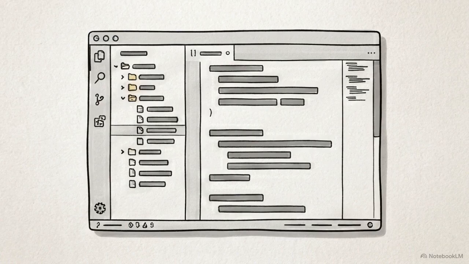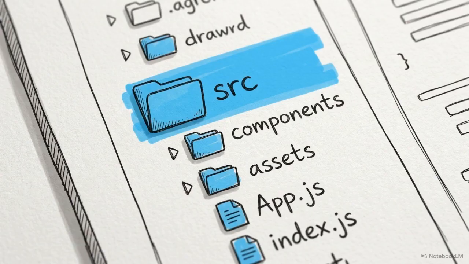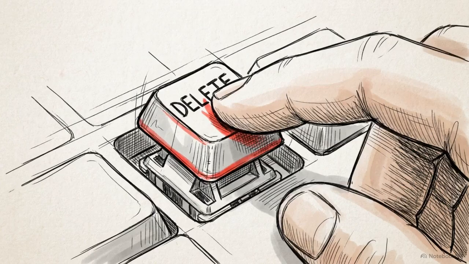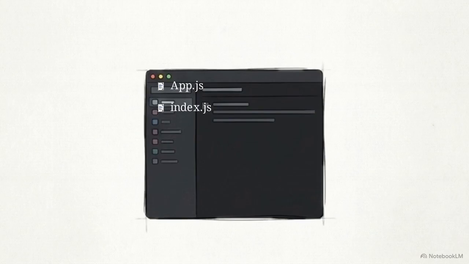Now that we have our projects generated, open your code editor. We need to navigate straight to the src folder, which is where almost all of your active development will happen. This file explorer contains several items we do not need. Right-click and delete the SVG logos, the testing setup files, and the vitals reporting scripts. Deleting code you didn't write might feel risky at first. But stripping a project down to its bare minimum is exactly how you learn to control the architecture.